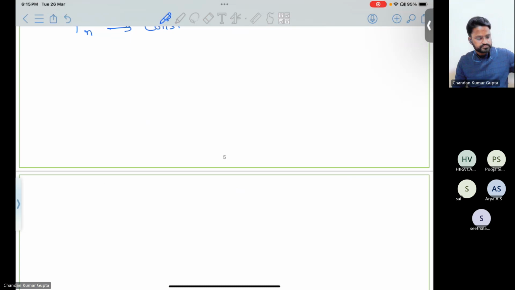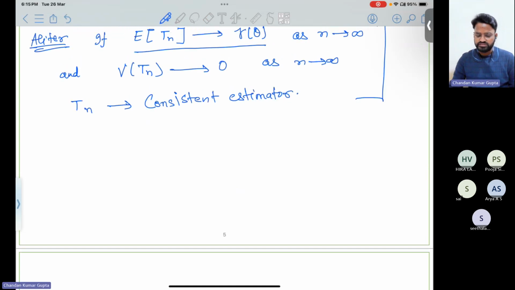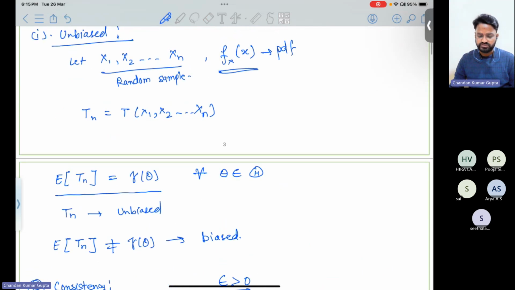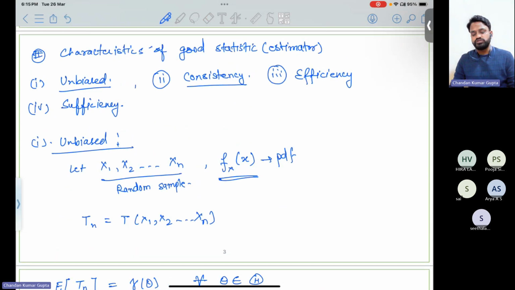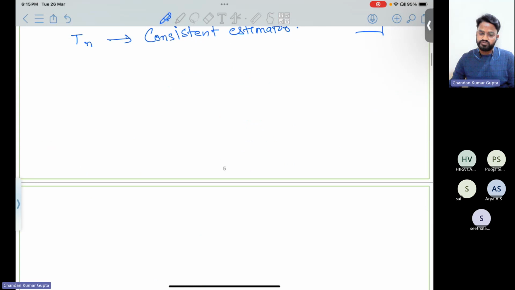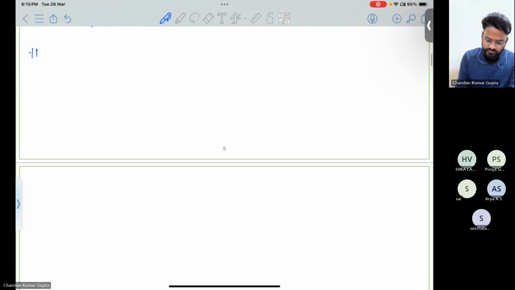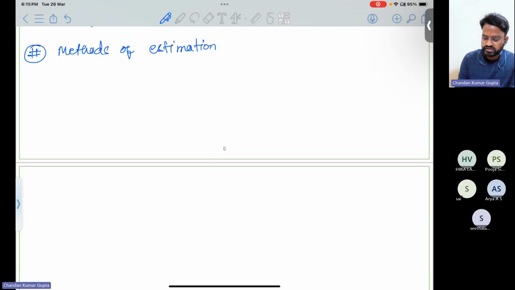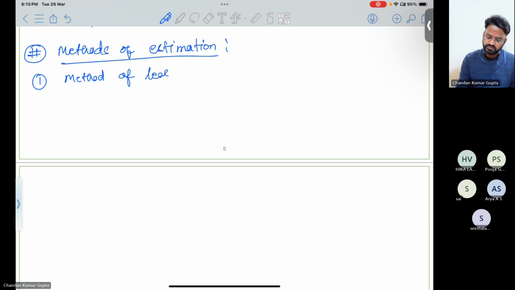Now, these are some properties of a good estimator. Our aim is to estimate the values of the parameter. So there are different methods of estimation. The first one is the method of least squares. Then the method of moments estimator.